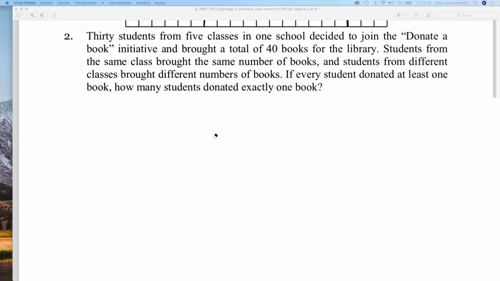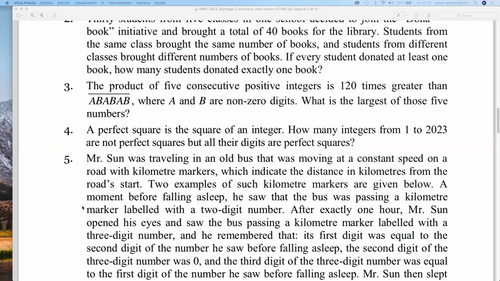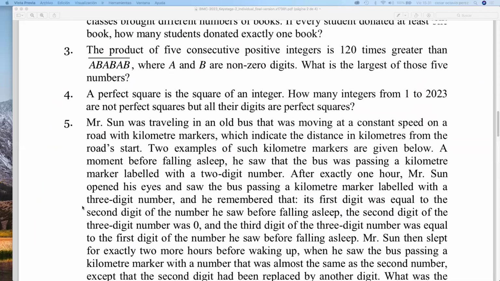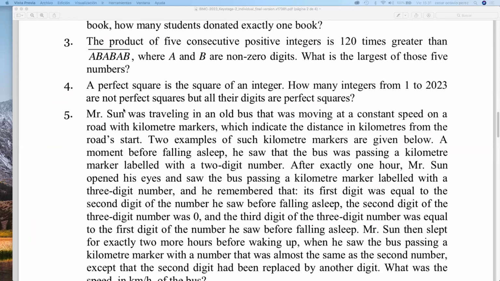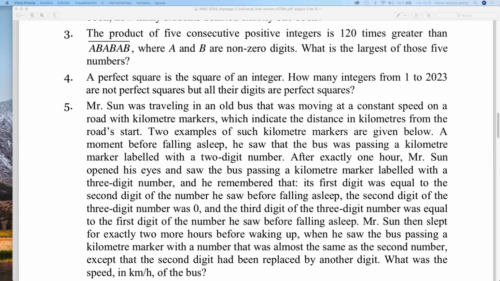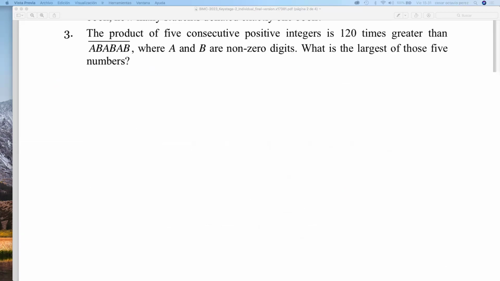Problem number 3. Okay. Why is there an underline of the product? Okay. It's not an underline. It's an upper line. When we write in algebra, for example, if we write AB in algebra, this means A times B.